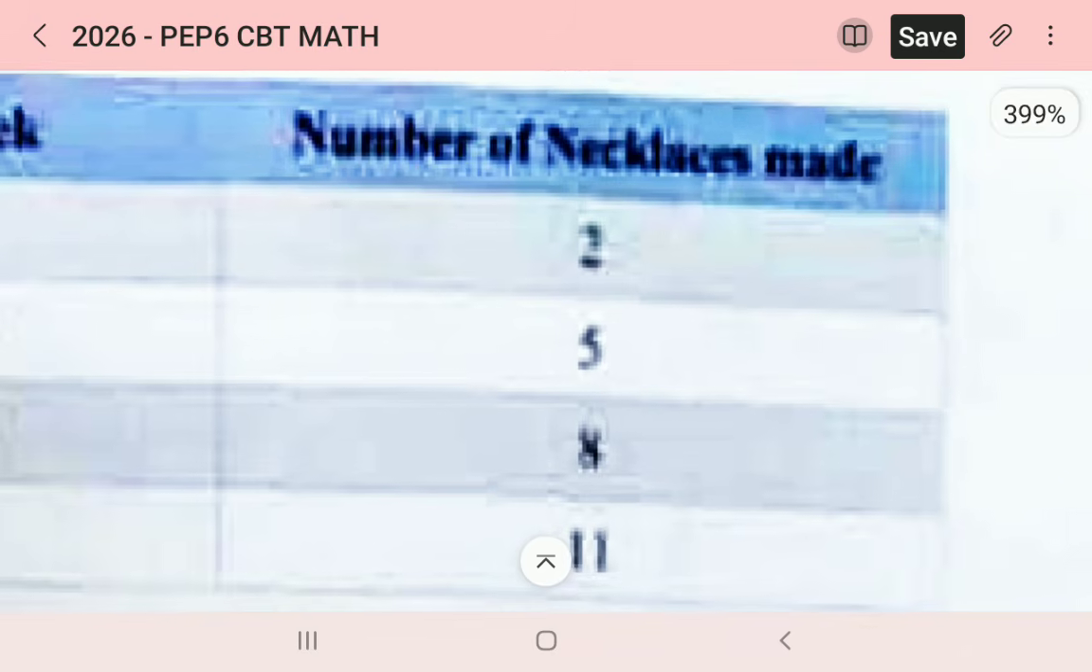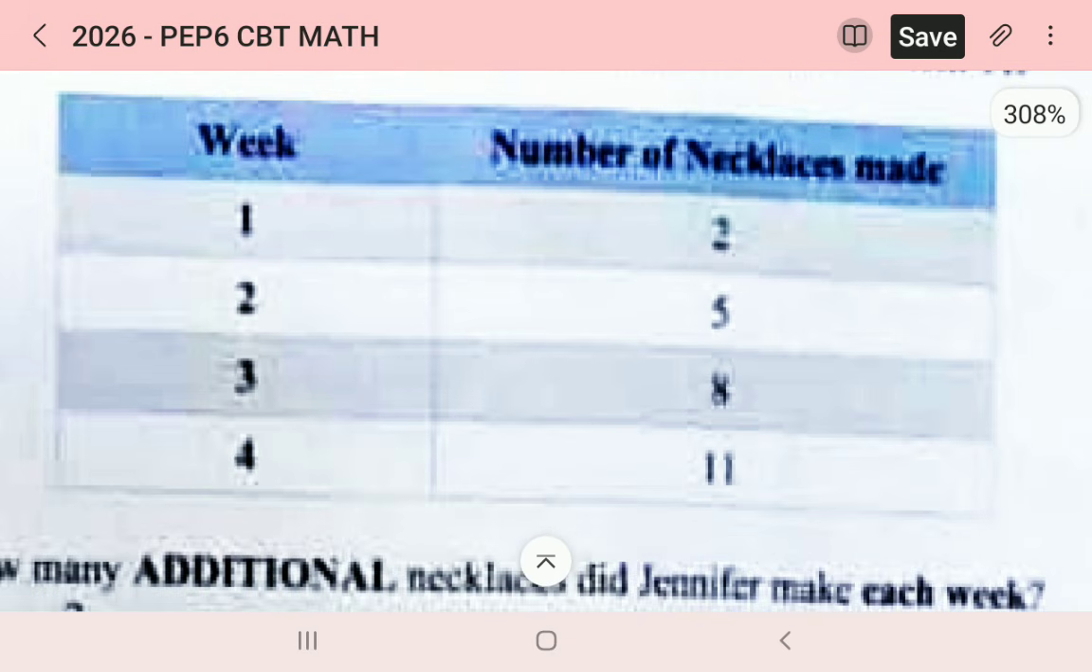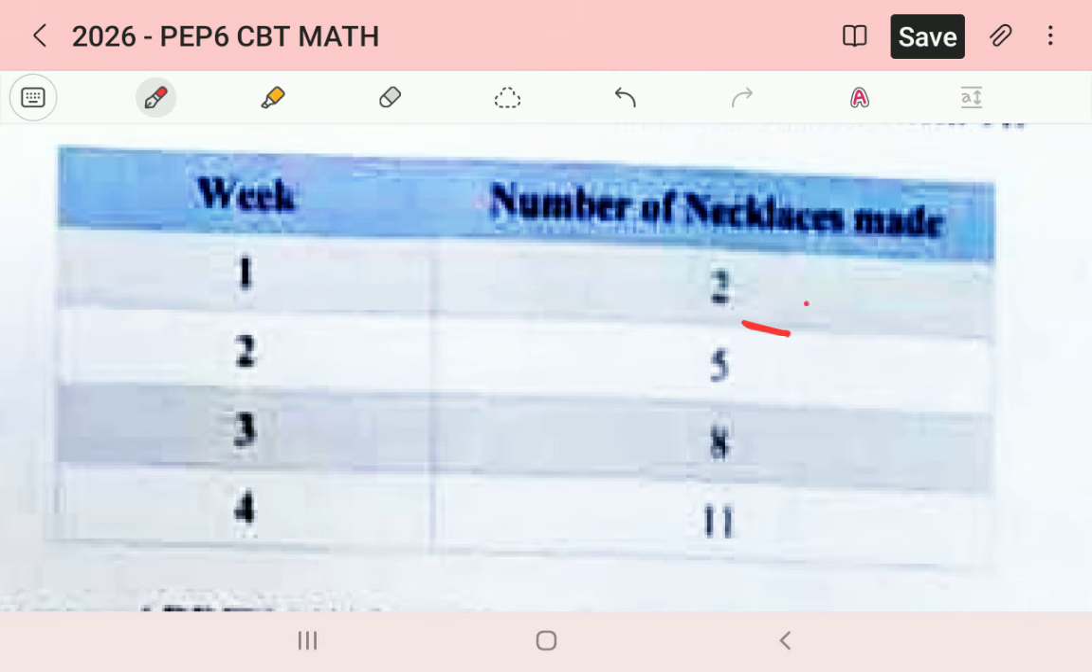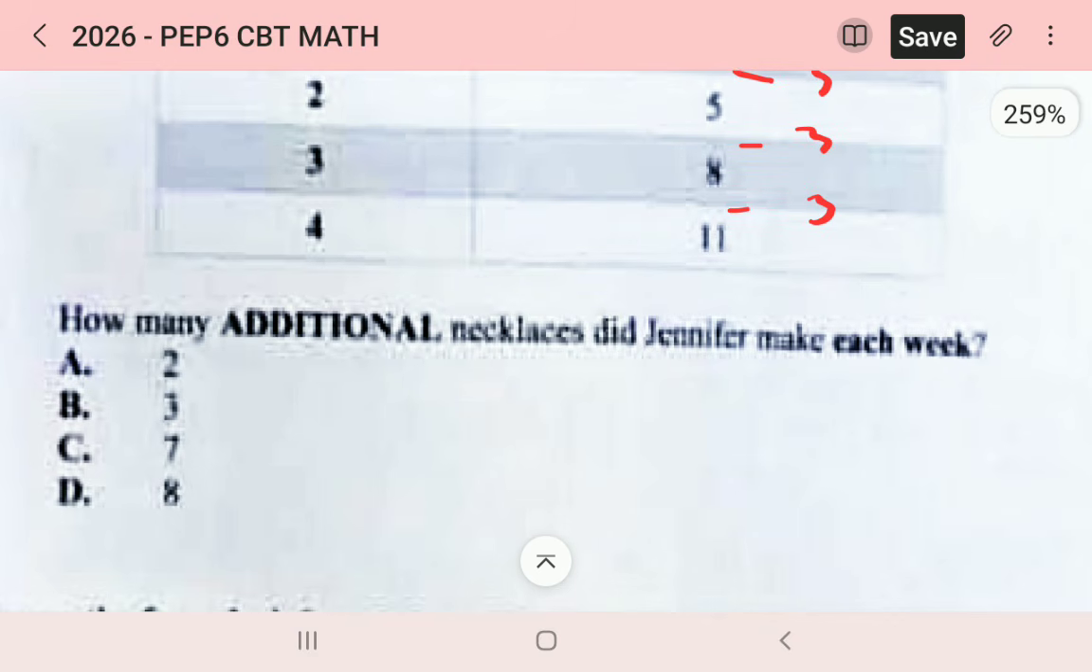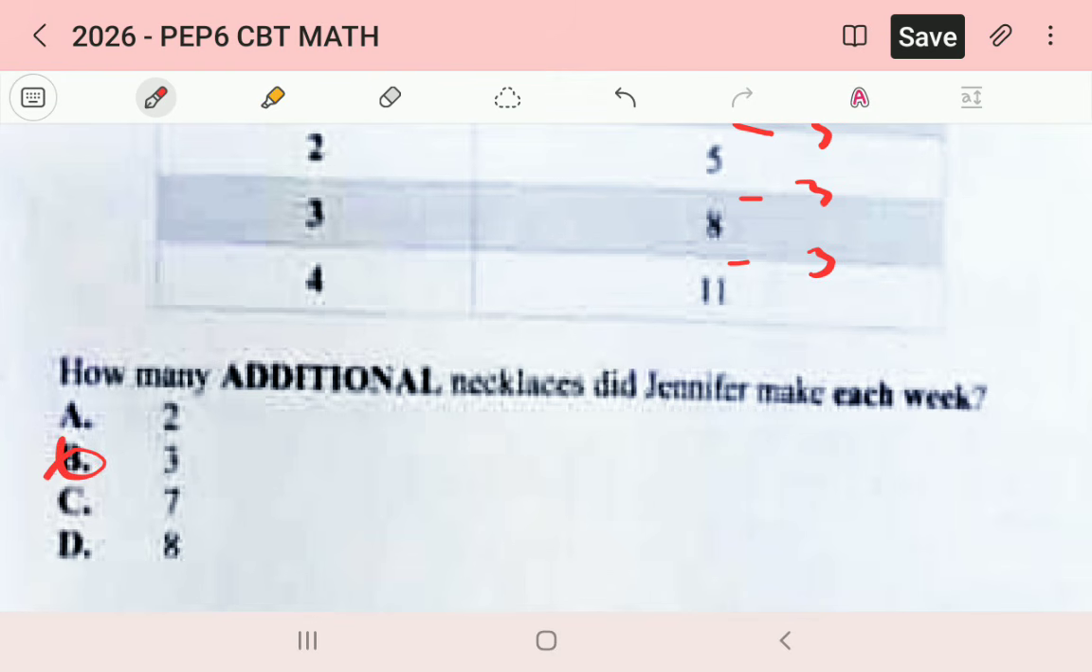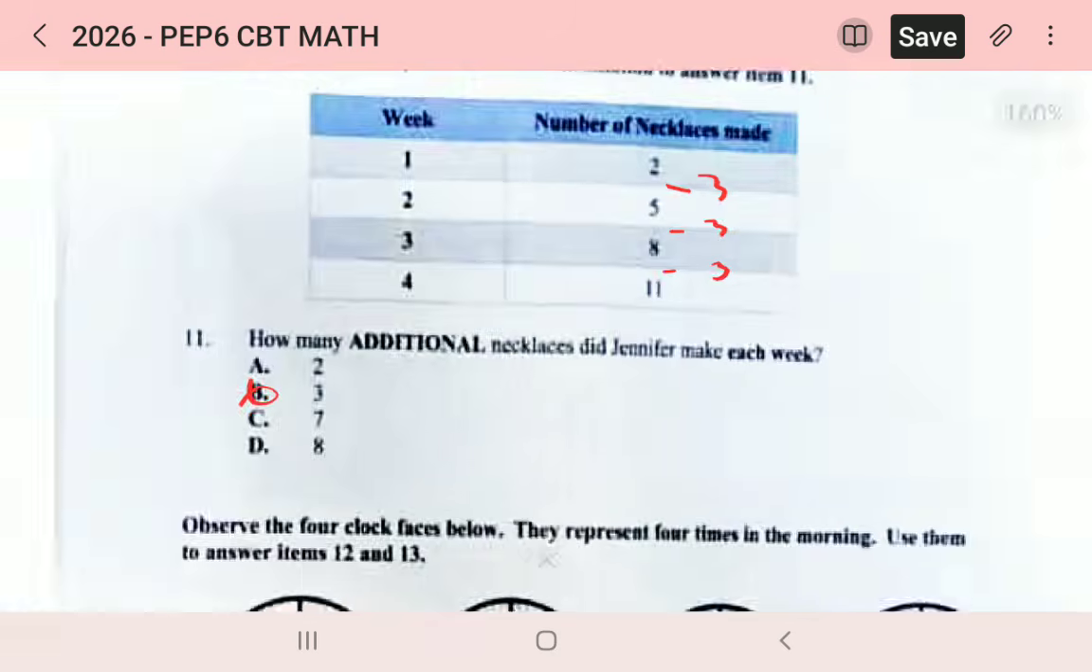Let's see if there's a pattern. So we're seeing that each time she ups it by 3. So for each time she's adding 3 more. All right, 3 each time. So let's continue to see what they're asking. How many additional necklaces did Jennifer make each week? We got that already. It's 3. So each week she added another 3.